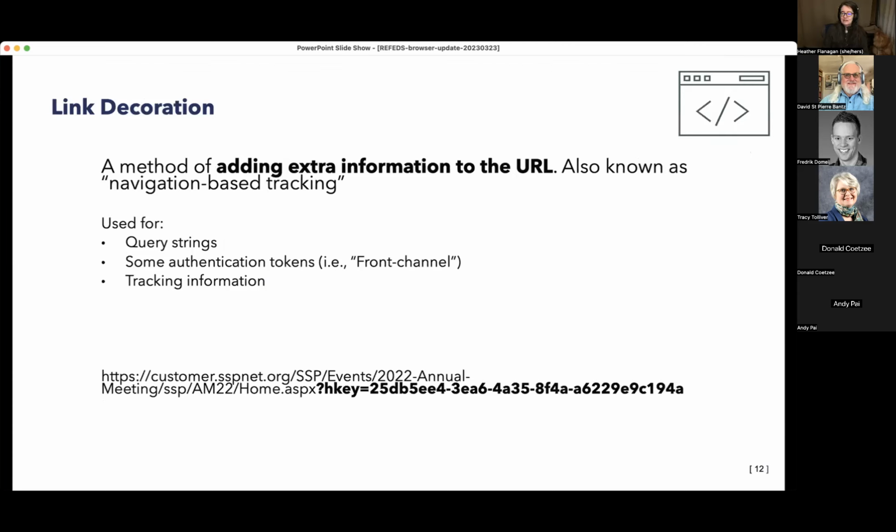Link decoration. I know you've seen this. This is once you've got your URL, then you get that question mark and stuff afterwards. Sometimes it's something like UTM equals method email or something like that. Something that says how did the user get to this particular URL, so sites can track their marketing campaigns. It's also used for query strings. It's also used for front channel authentication tokens, and it's also used for tracking information. So it's an area of known concern because trackers use it, but we use it too.